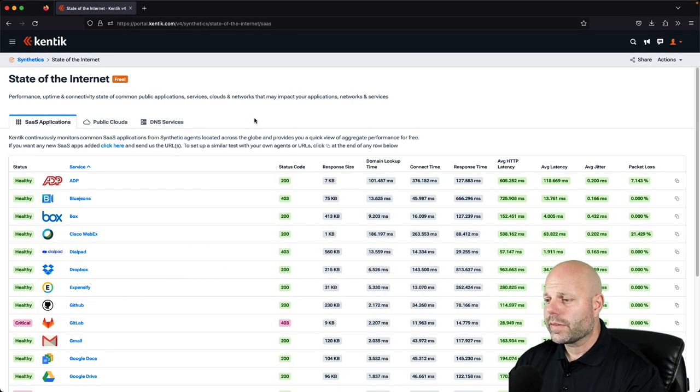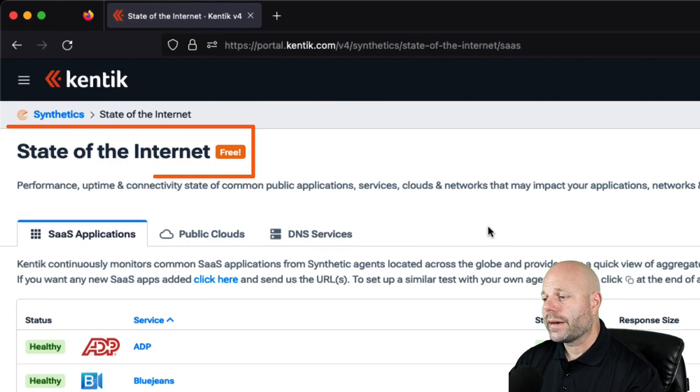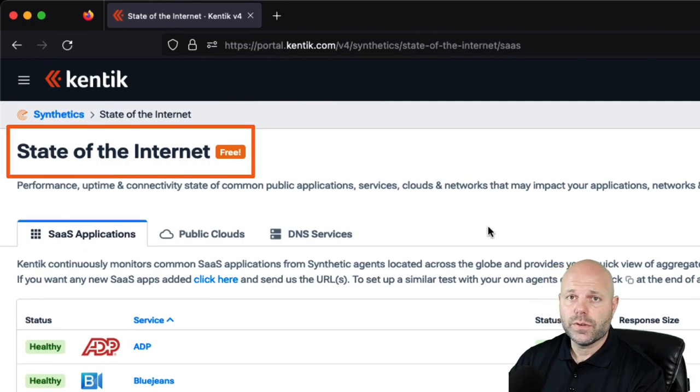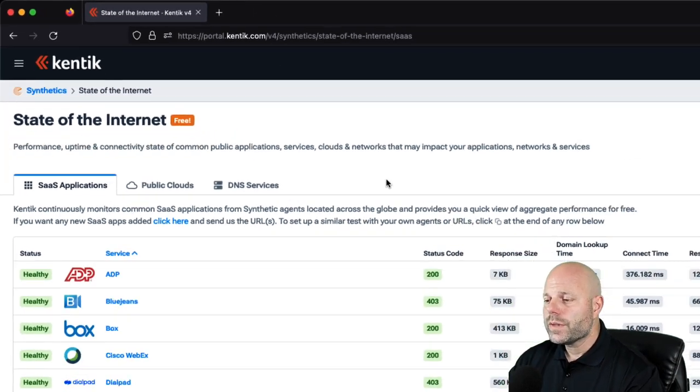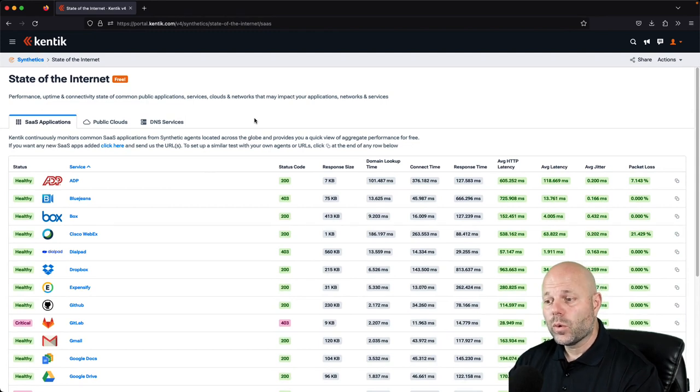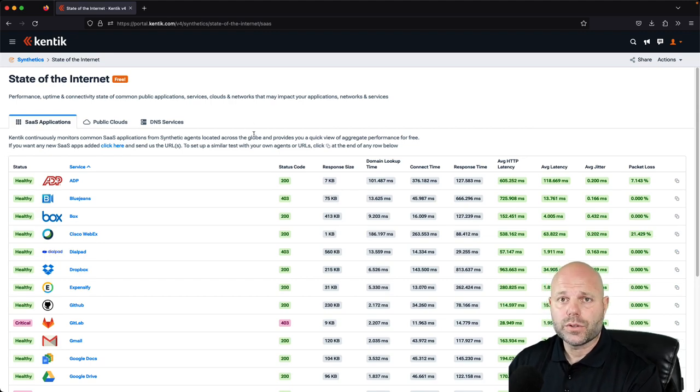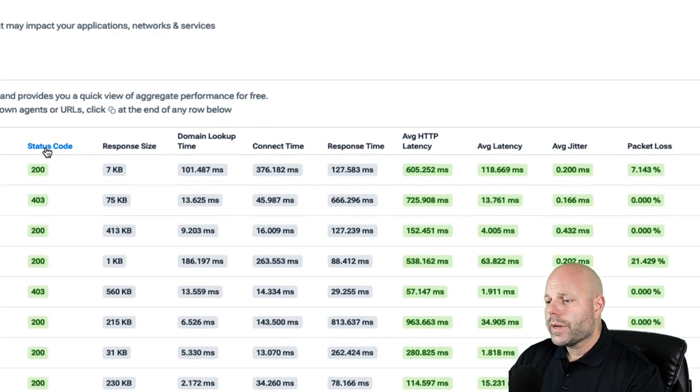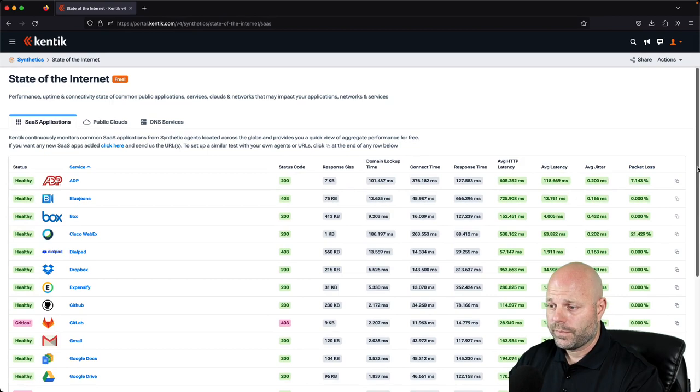We're starting in the state of the internet, which is a service that we provide all of our customers as a built-in function of the platform. And what we've done is deploy test agents around the world in strategic locations to gather performance metrics of many of the most popular SaaS providers and services out there. So here at the top, we get the HTTP status code, the response size, domain lookup time, connection time, response time, HTTP latency, network latency, jitter, and packet loss.